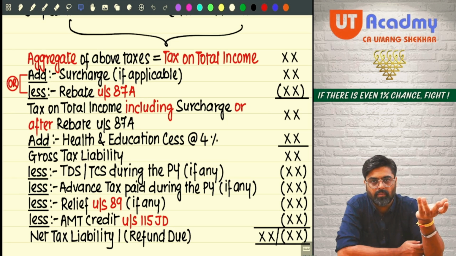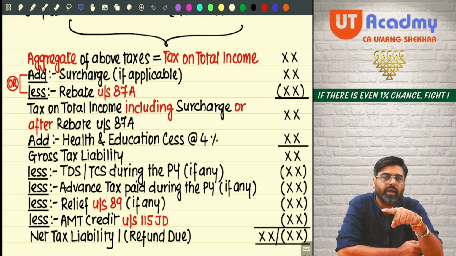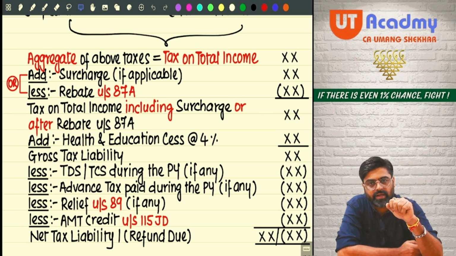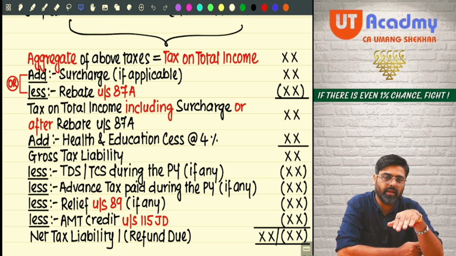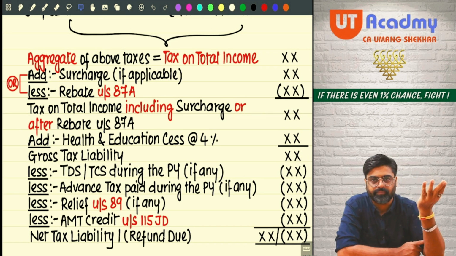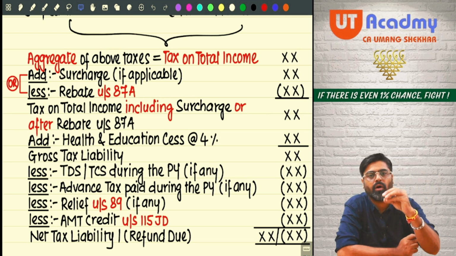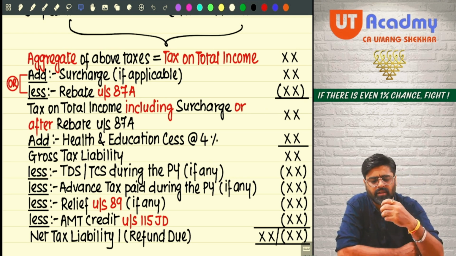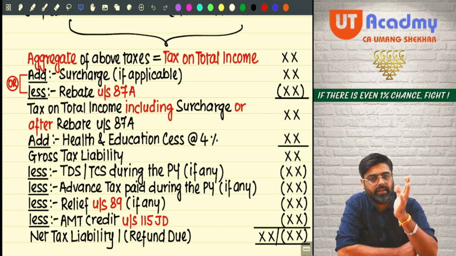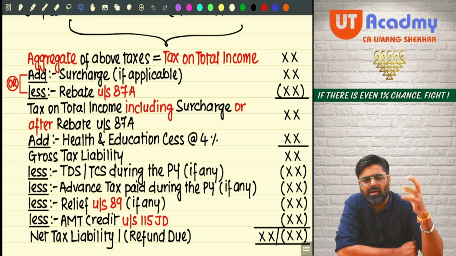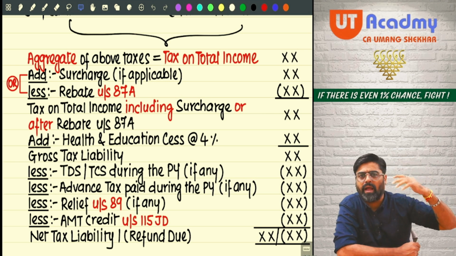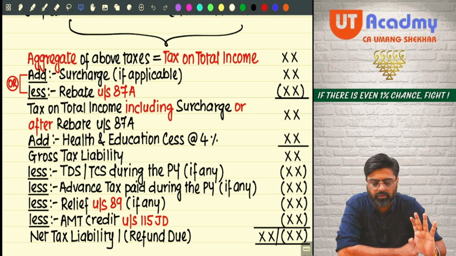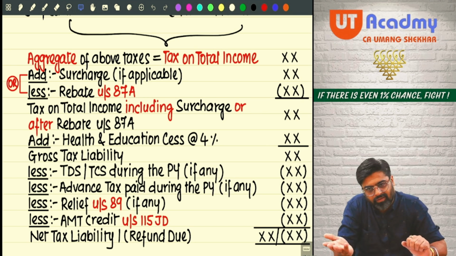Along with that, in the notes you can see there is relief also which can be given, and there is AMT credit of section 115JD, which you can also take. But these things are not relevant for you right now. Those will be learned at a later stage. I have not discussed relief or AMT credit because it is premature to discuss these two things right now, so don't focus on them. We'll definitely learn them as the time comes. So, net tax liability or refund due.